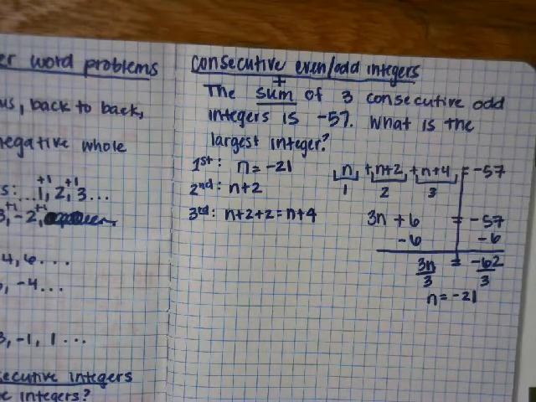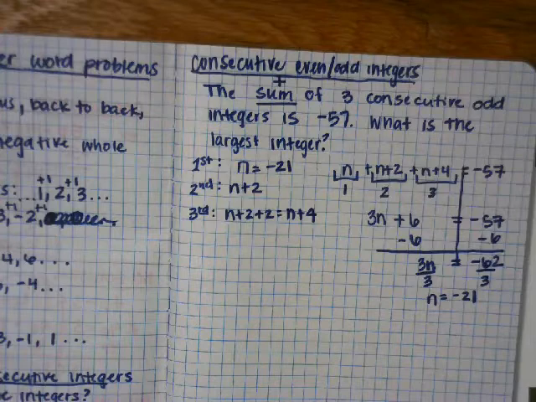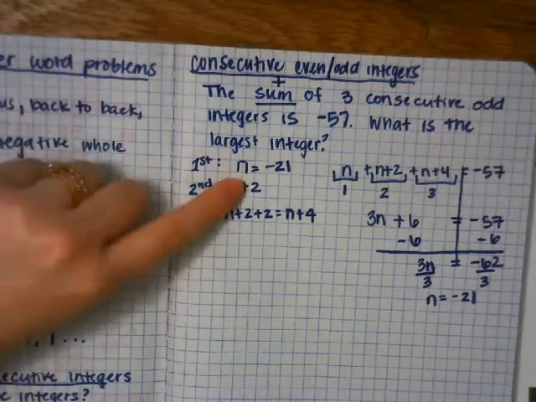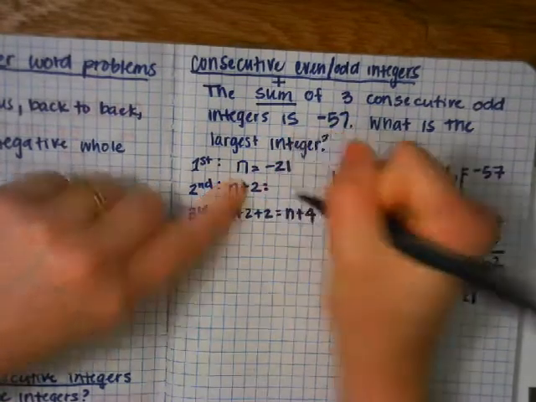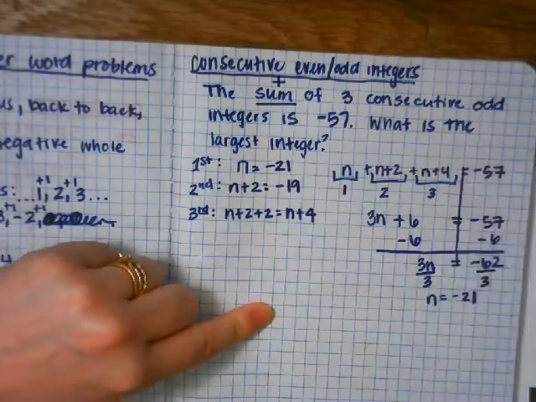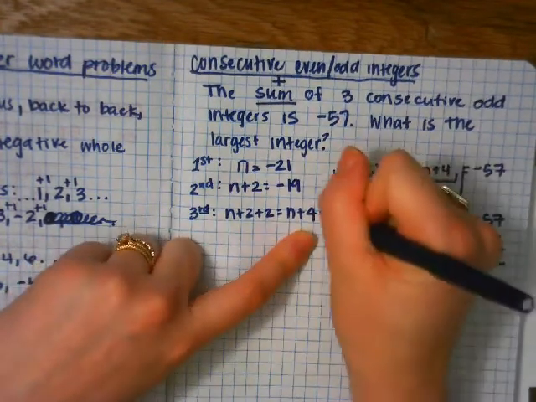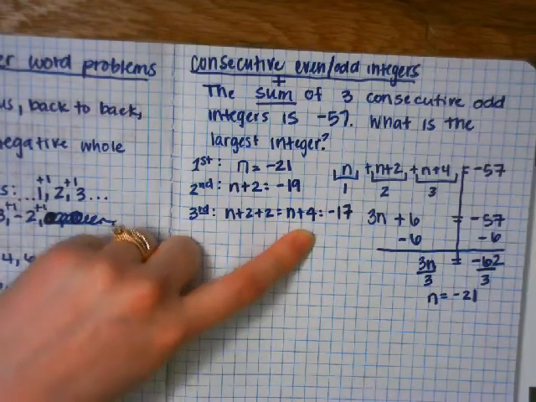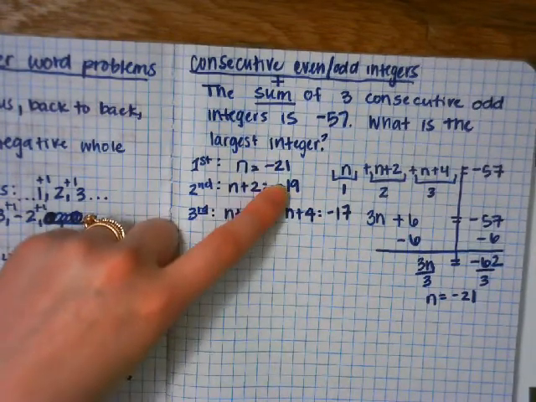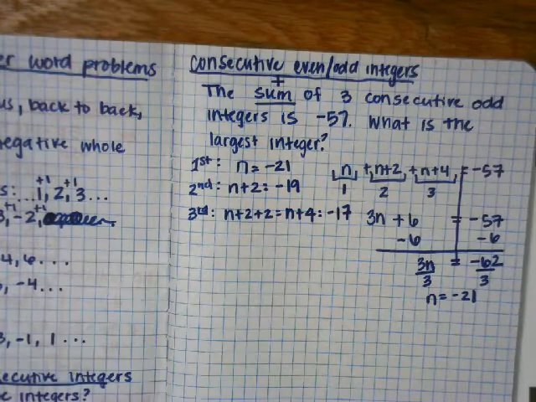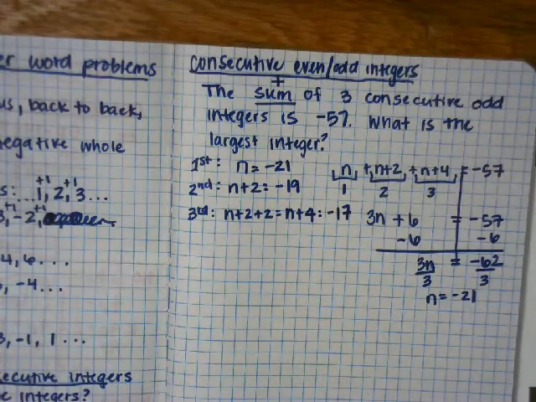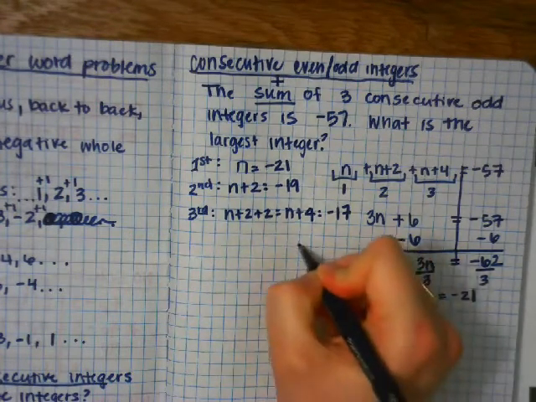In this case, they asked specifically for the largest number. So let's find out our other integers. We have -21 plus 2. Remember, we're talking about negatives, so that becomes -19. And then -21 plus 4 gives me -17. So out of -21, -19, and -17, which one is the largest? Think about your number line. Good, Delmer. -17 is the largest.